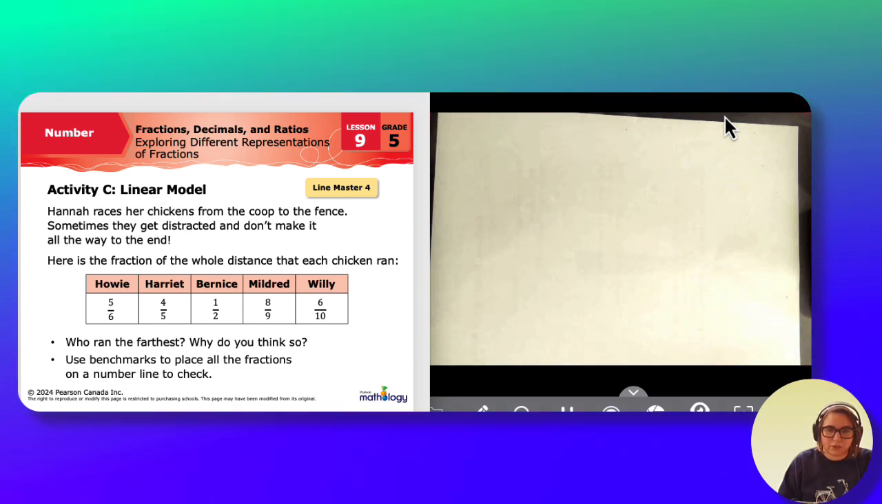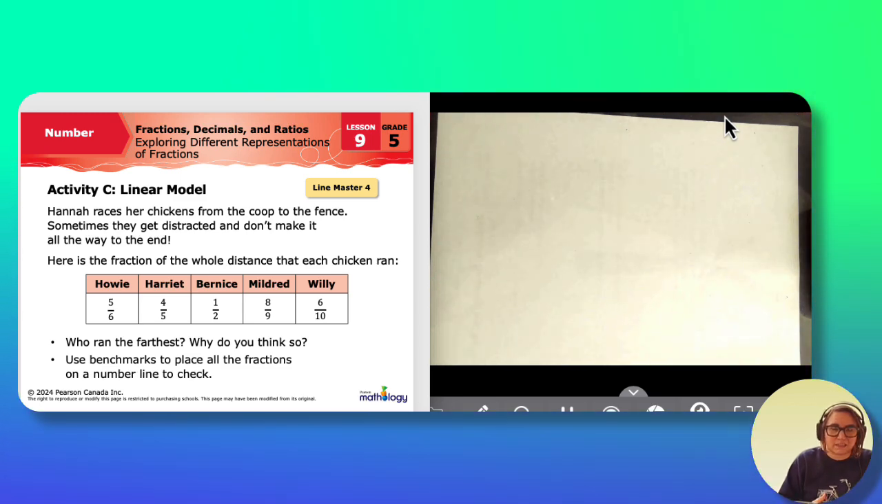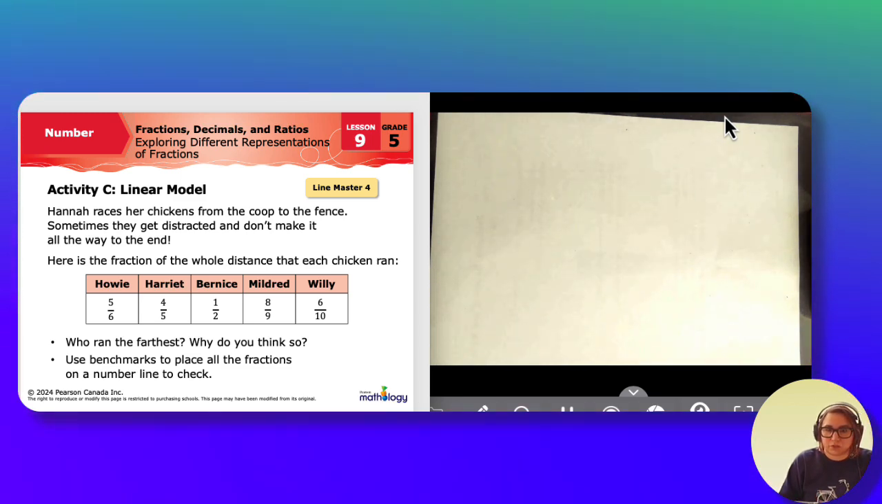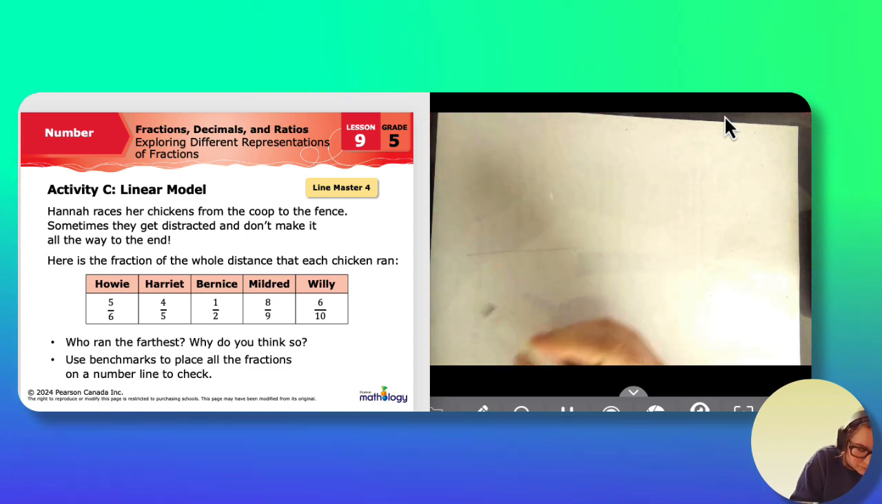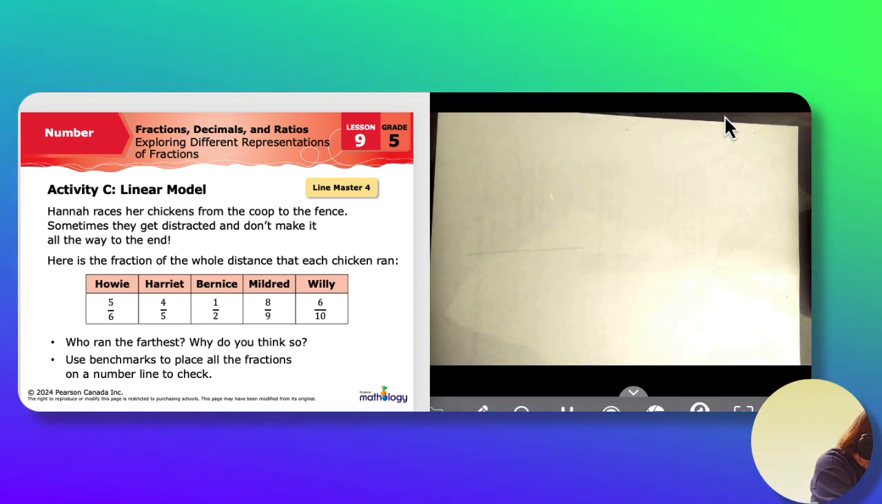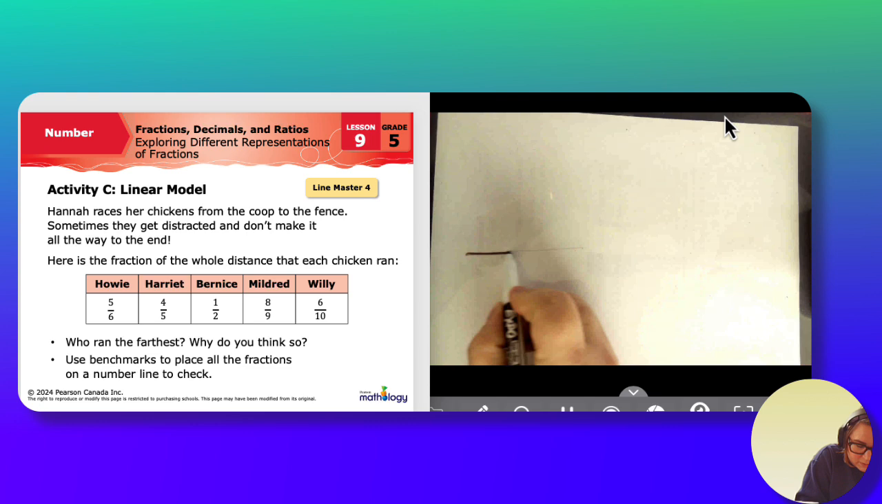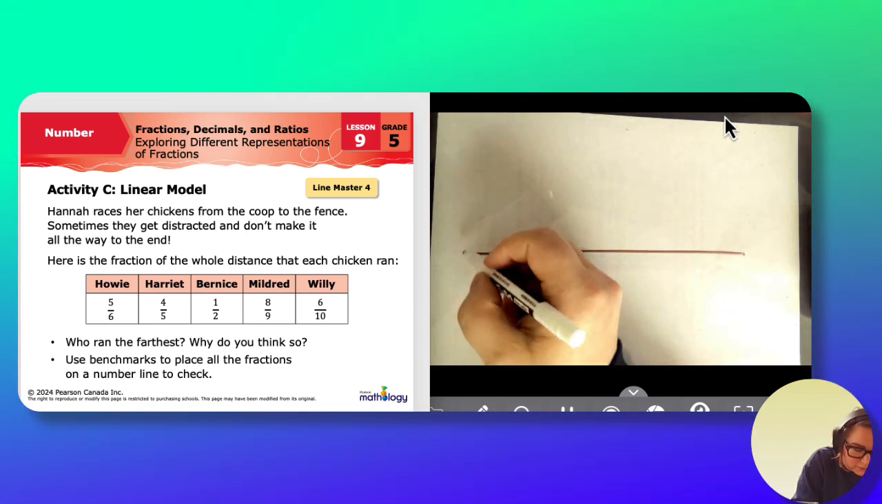So for the linear model, we want to teach students to be able to represent these fractions and compare and order them on a number line. They did some of this work in grade 4, so this should be fairly familiar. An open number line is best. There's printable ones on the mathology.ca site, or they can use whiteboards or chart paper, whatever works.